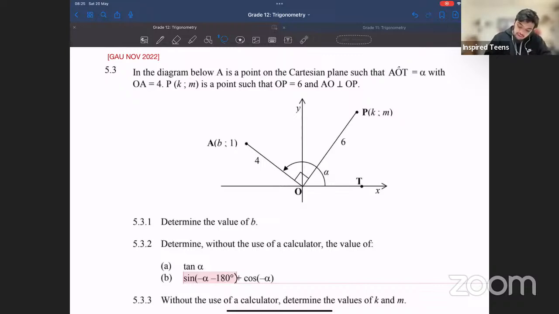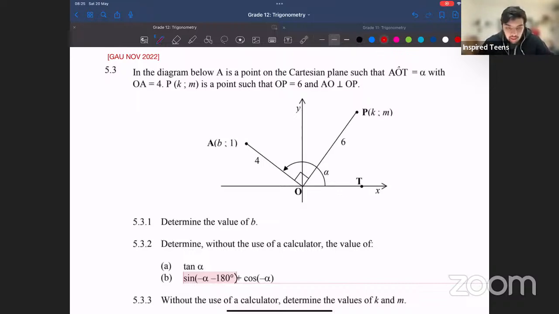Okay, so AOT is equal to alpha, that's there. OA is equal to 4, that's written. OP is equal to 6, that's written. OA is perpendicular to OP, that's also given. Okay, and then KM, that's actually extra information for A. It's given as B and 1. Okay, determine the value of B. Okay, so just not to confuse you.